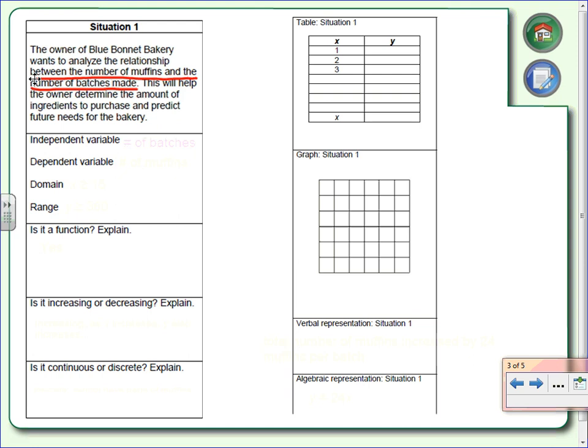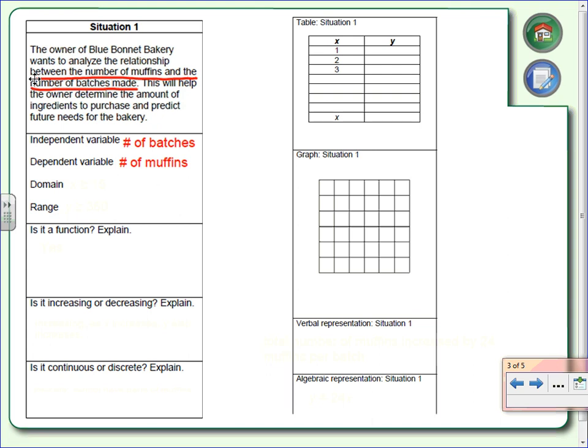All right, independent and dependent. Our independent is going to be the number of batches. The dependent is going to be the number of muffins. In other words, the number of muffins we have is going to depend on the number of batches we have. Obviously, the more batches we make, the more muffins we're going to have. So how many muffins we have depends on how many batches you make. All right, so now we know what our independent and our dependent variables are.